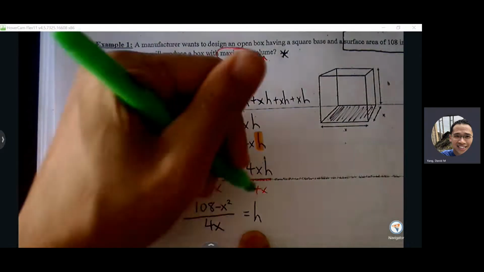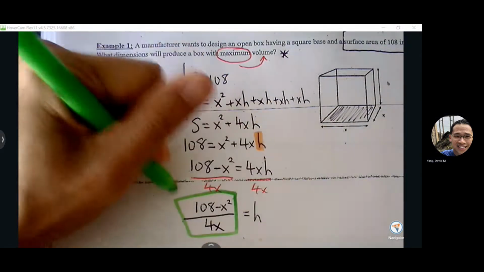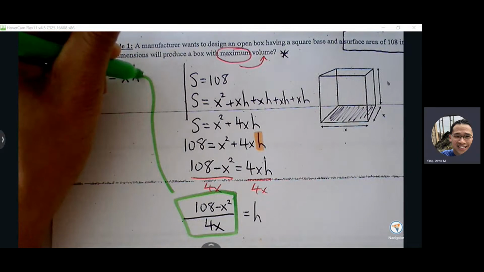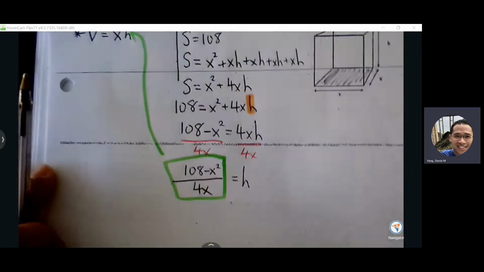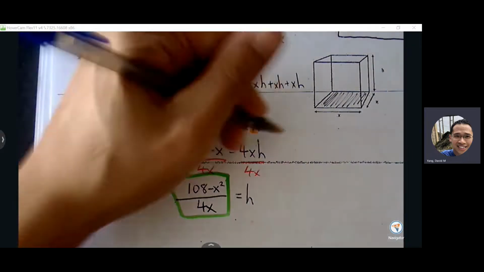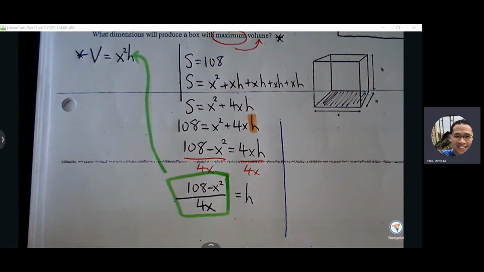All right, so now I have a perfect substitution for the h in my primary equation, because my entire goal is to get my volume equation down to one variable. It could be all x, it could be all h, but we're taking the path of least resistance here. Whichever variable is easiest to solve for, that's what we get by itself and replace. So we're going to replace h with this 108 minus x squared over 4x, and we're able to get our volume equation down to one variable.